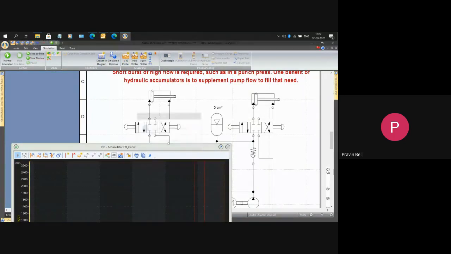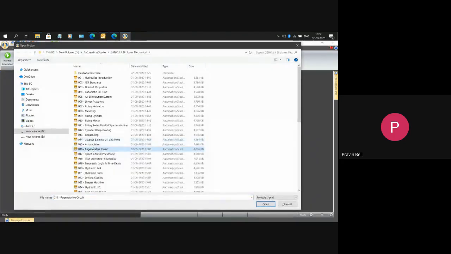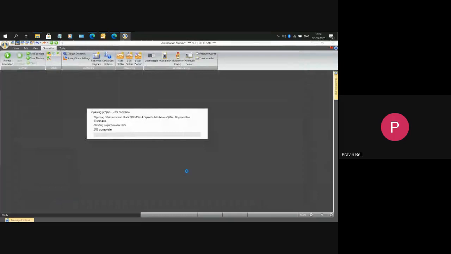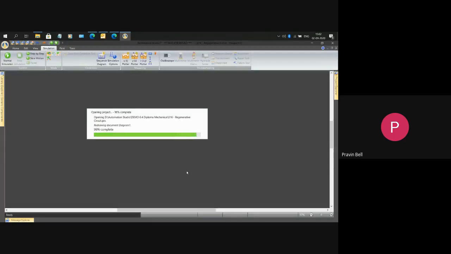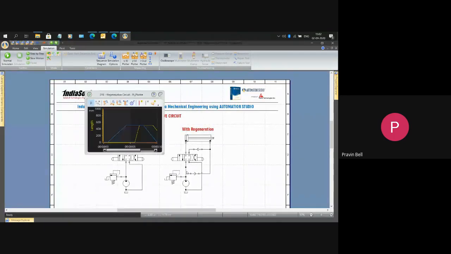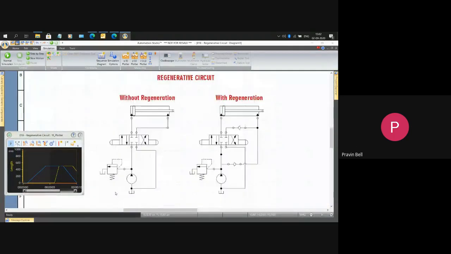Okay, so this was accumulator. You can take printout, very good practicals you can do. Then again, there's regenerative circuit, another practical I've seen in all diploma colleges. Regeneration is when you take fluid from the output side and send it back to the input side. And here we can actually plot the effect of a regenerative circuit.